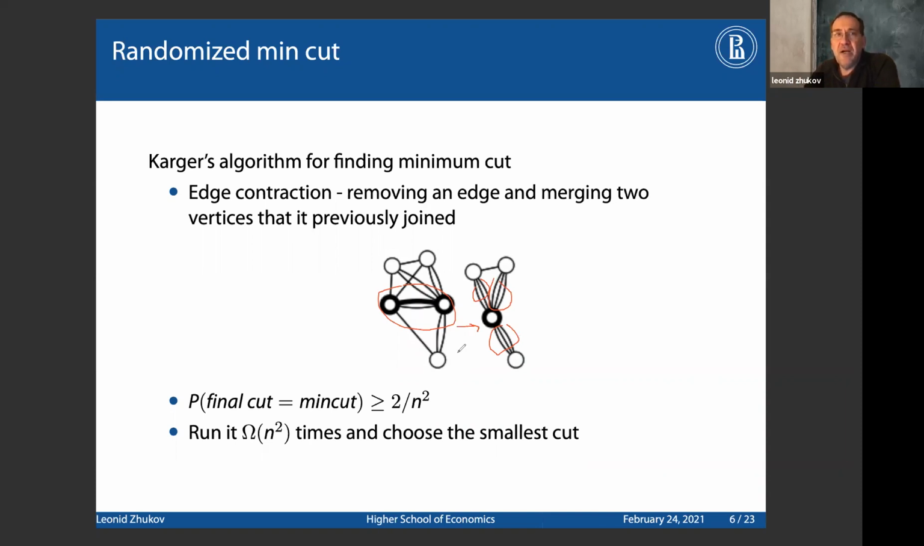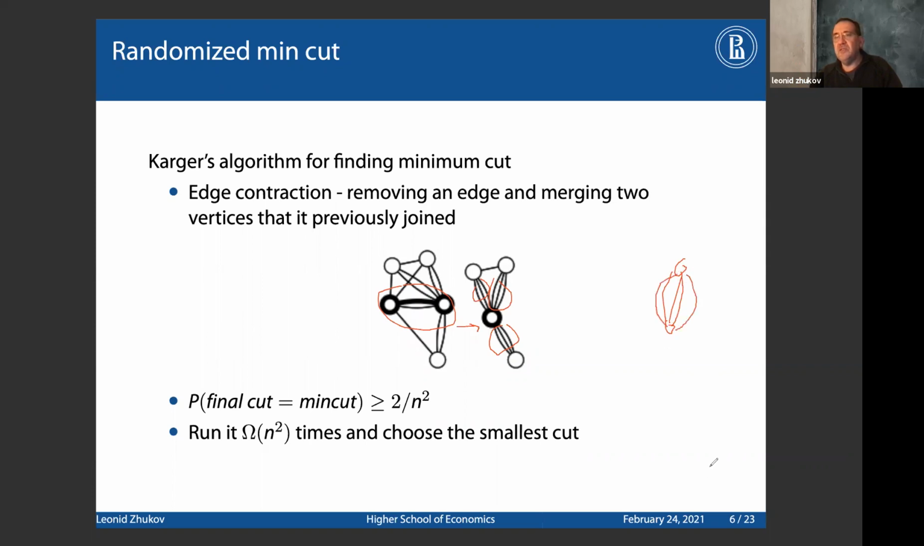Now, Karger's algorithm is extremely simple. It just says: pick a random edge and do contraction. Then pick another random edge and do contraction. Then pick another random edge and do contraction. Keep doing it until you end up with two nodes and some number of edges between them.